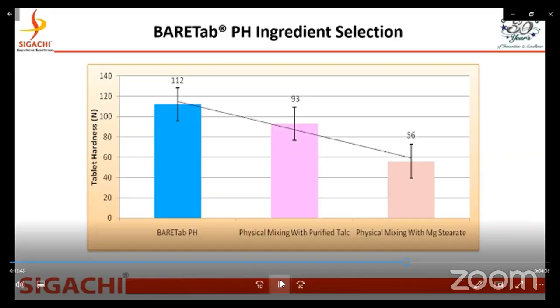Here we make a comparison between BHAPH and physical mixing with purified talc and physical mixing with magnesium stearate. And we can see BHAPH has higher tablet hardness as compared to physical mixing with purified talc and magnesium stearate.